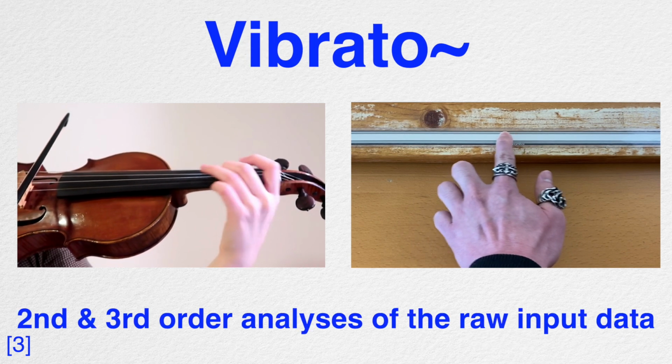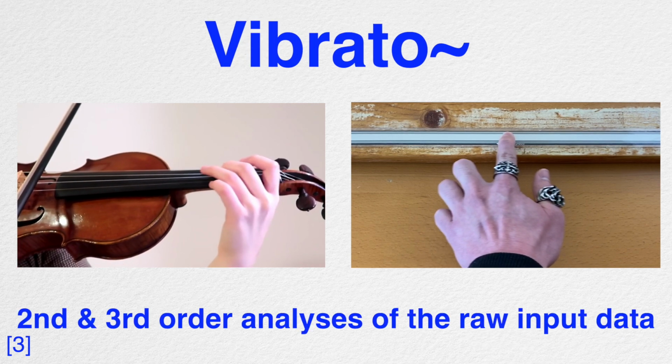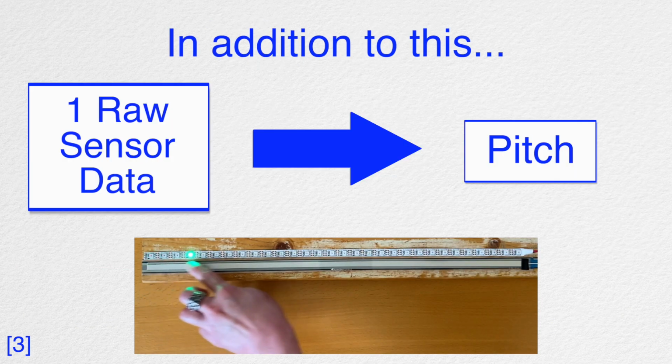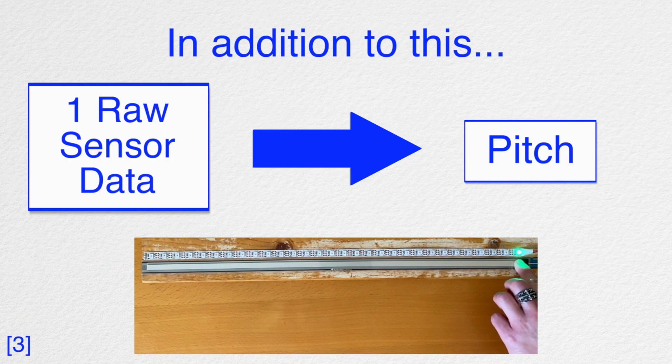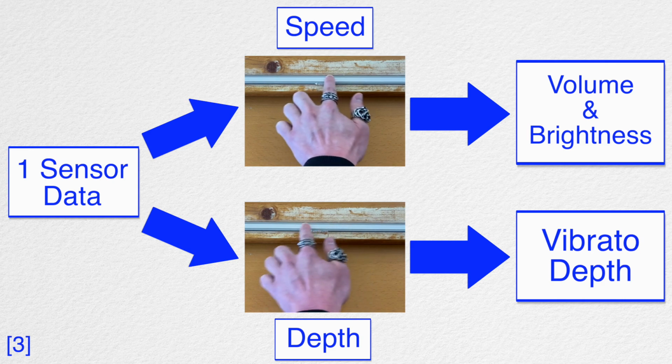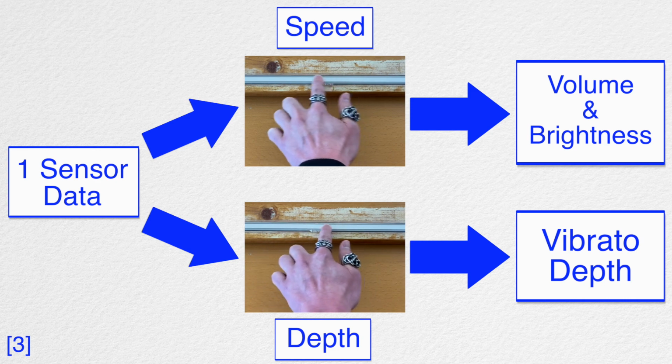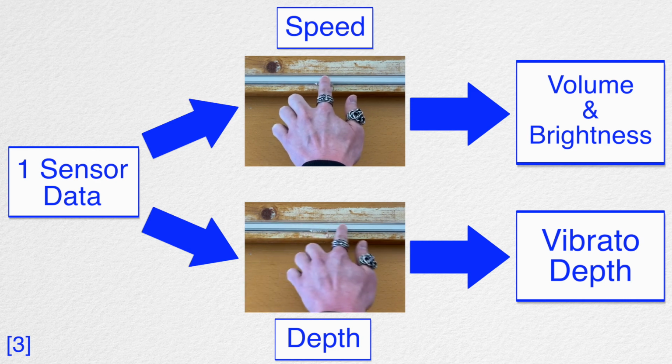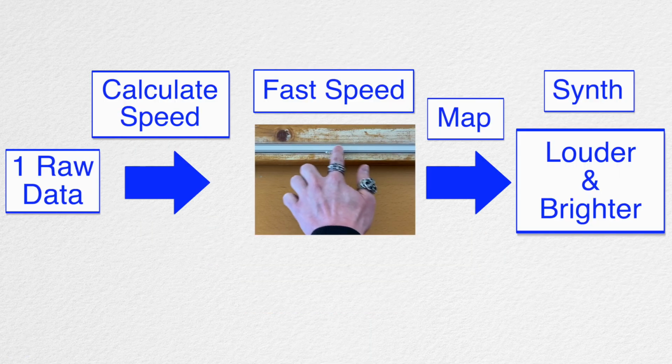We would need to do a second and third order analysis of the input data. In addition to mapping the finger position input data to pitch, the software should be able to recognize that a vibrato is happening and map the speed and direction of change, acceleration of change, depth, etc. to the vibrato sound parameters. For example, the faster the vibrato, the brighter and louder the synth sound will be.